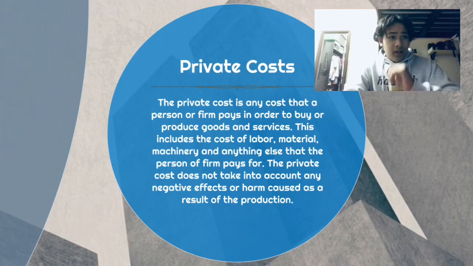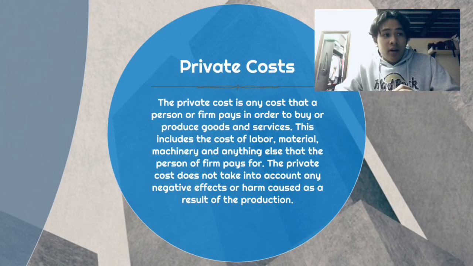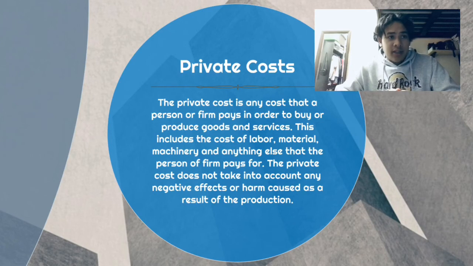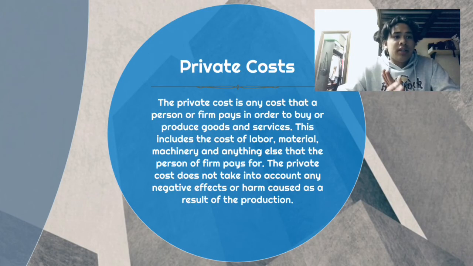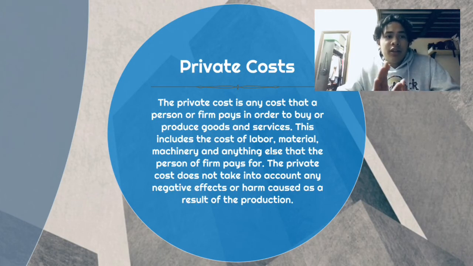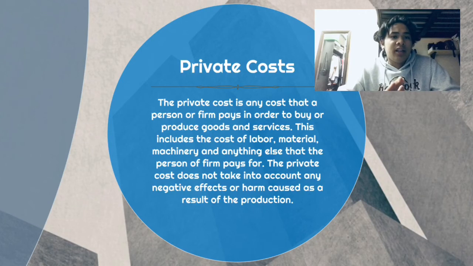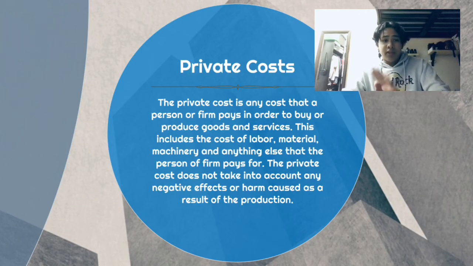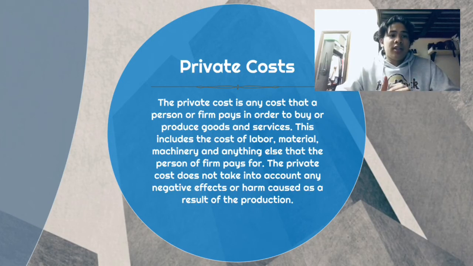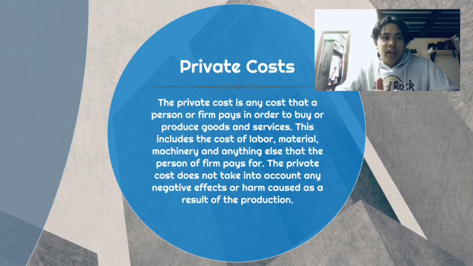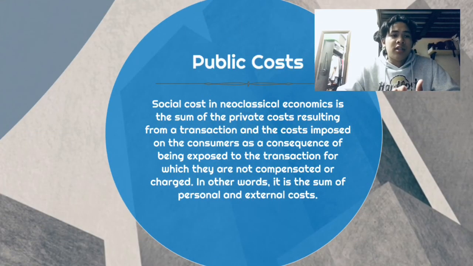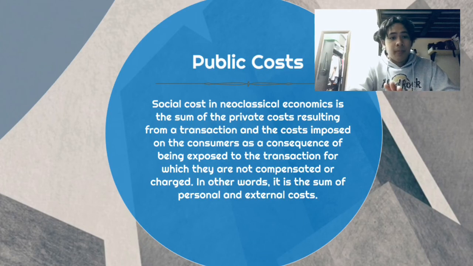The private cost is any cost that a person or firm pays in order to buy or produce goods and services. This includes the cost of labor, material, machinery, and anything else that the person or firm pays for. The private cost does not take into account any negative effect or harm caused as a result of the production.